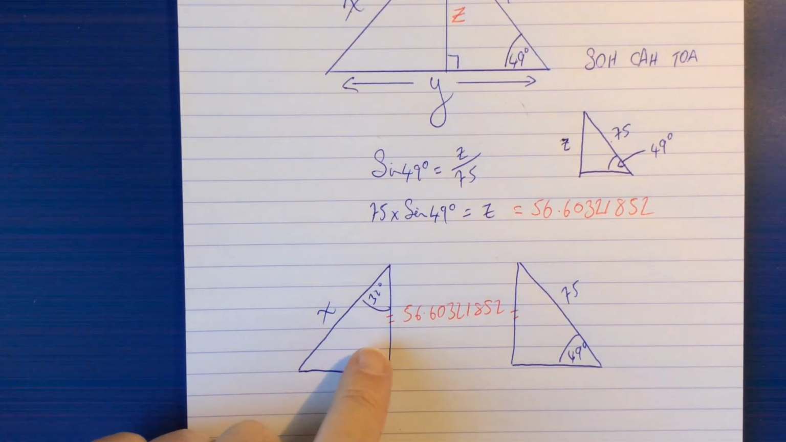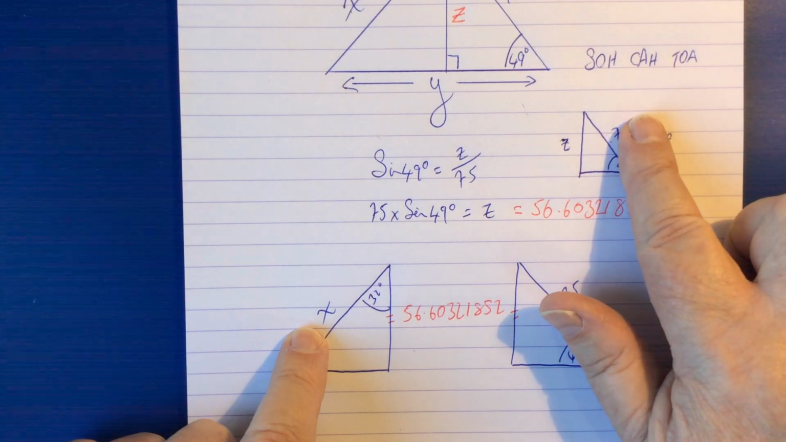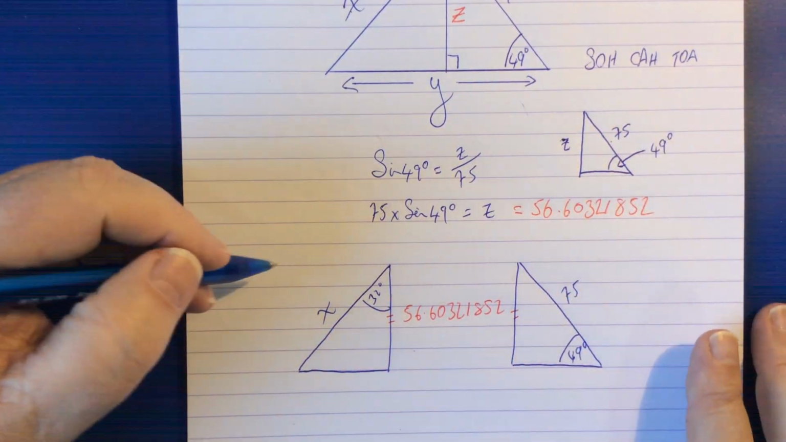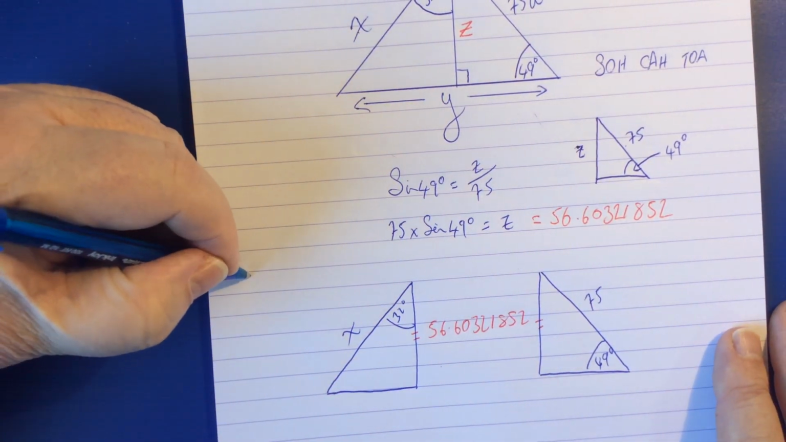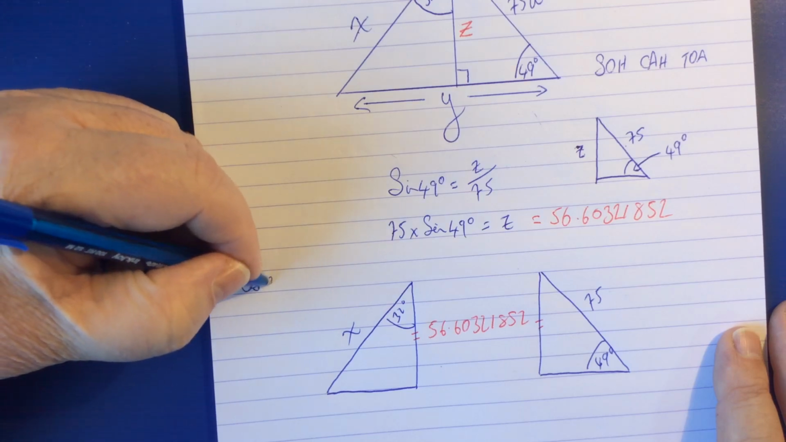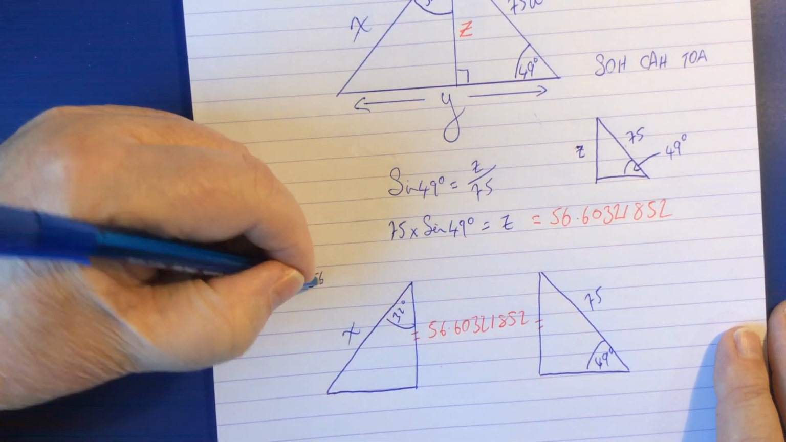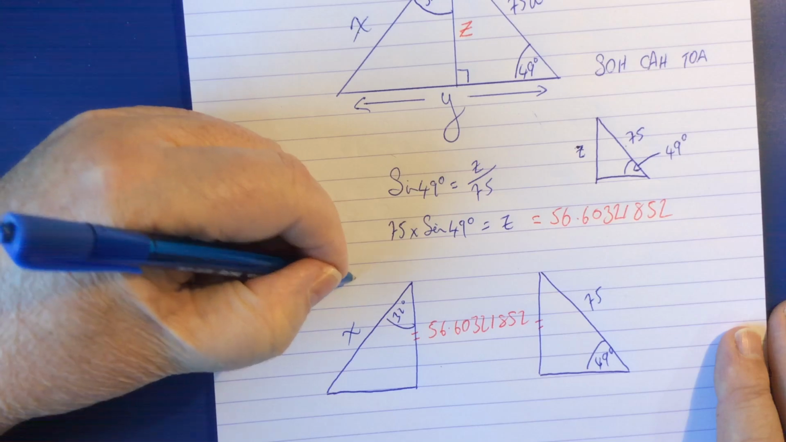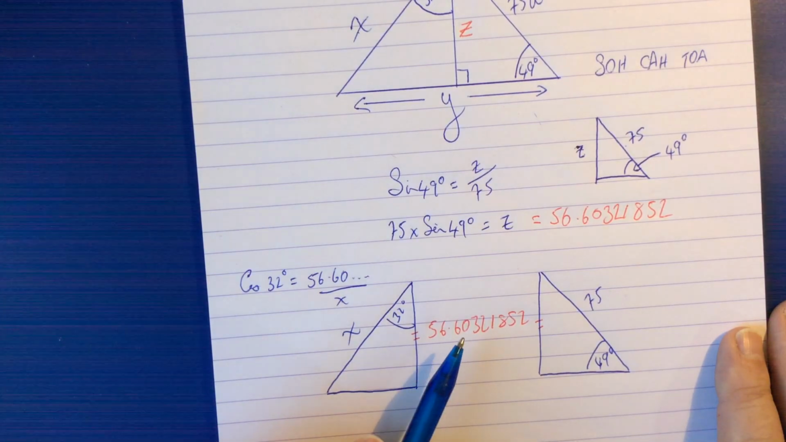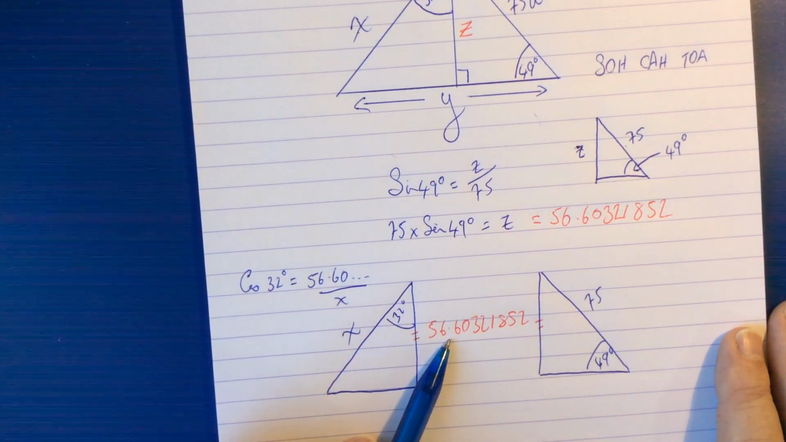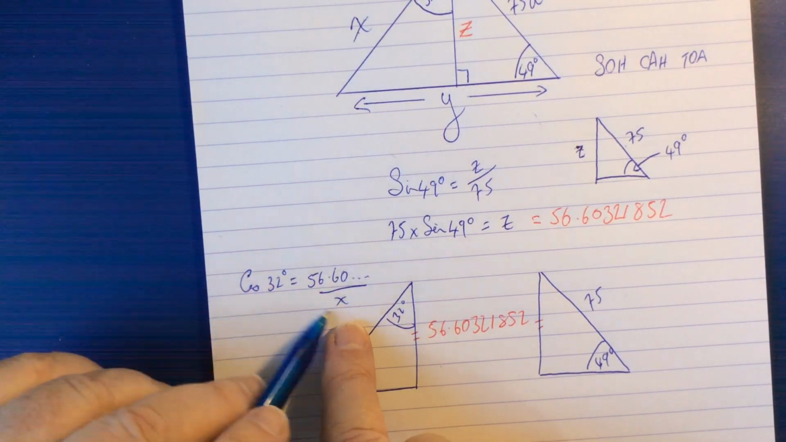So what we have is an adjacent side and a hypotenuse. So that takes us to the cosine. So I'll just find some room here on my somewhat crowded desk. So the cosine of 32 degrees is equal to 56.60 and some change over x. So this over this, adjacent over hypotenuse.